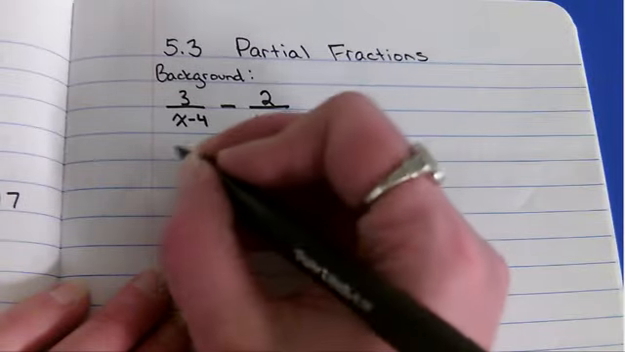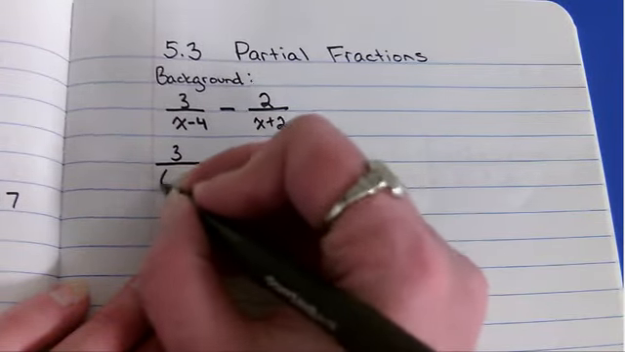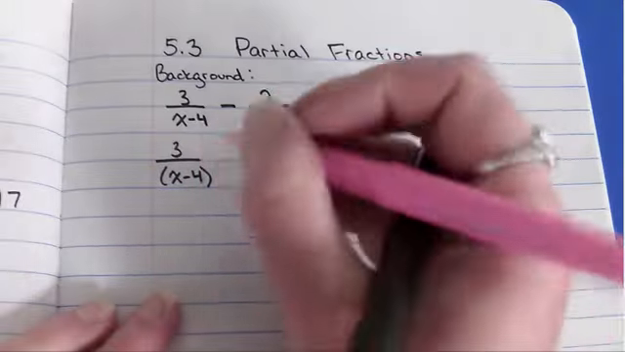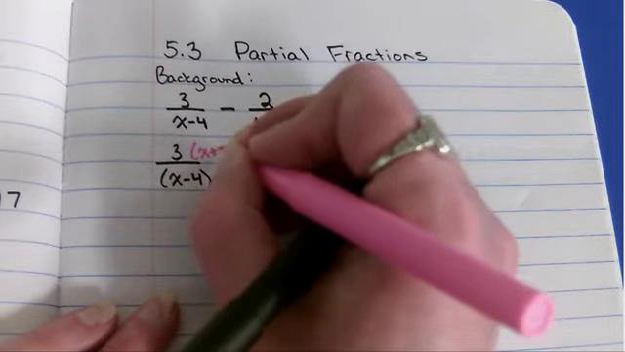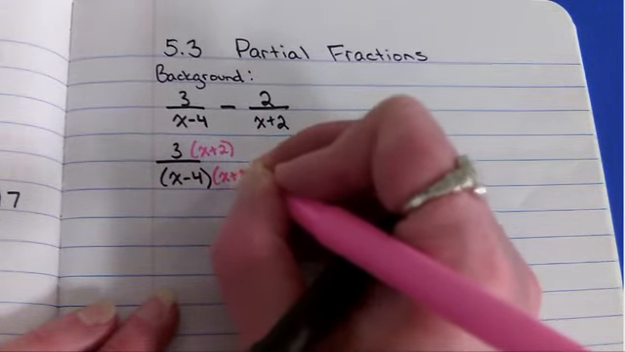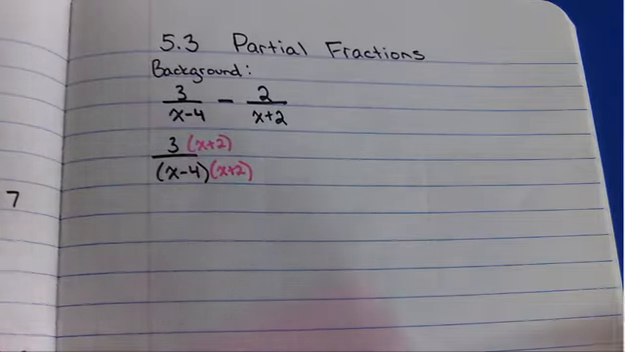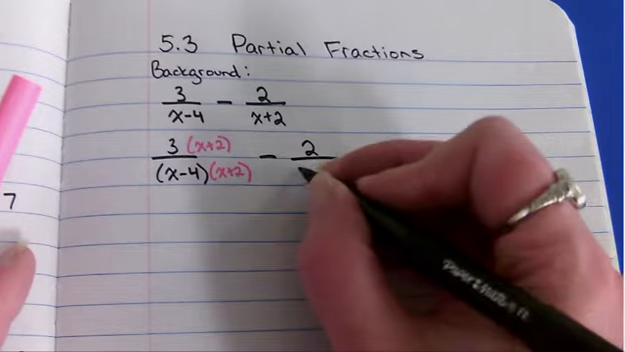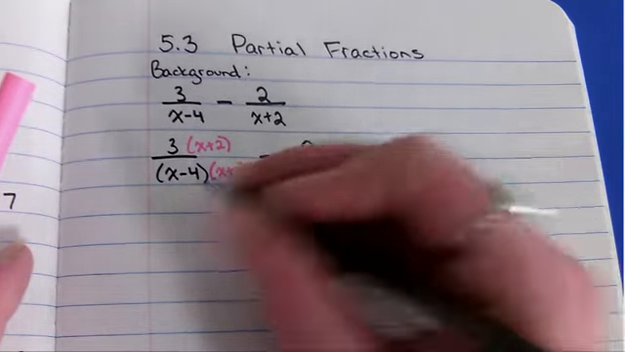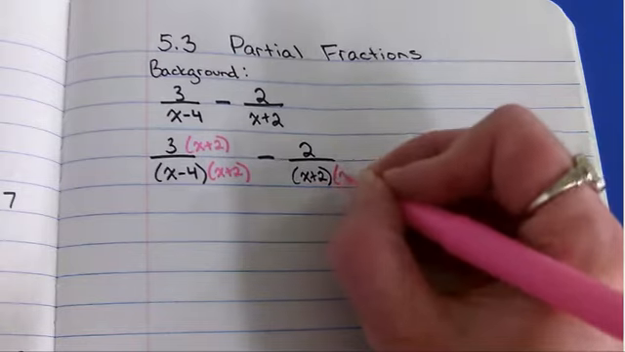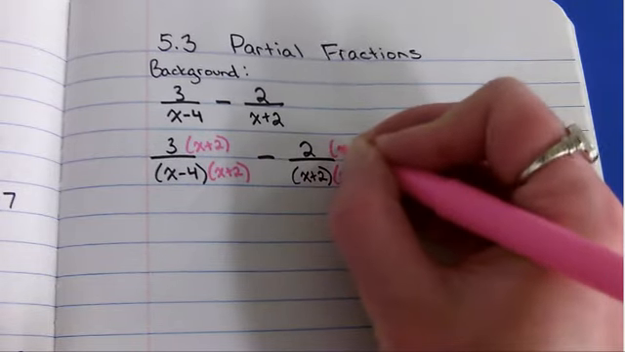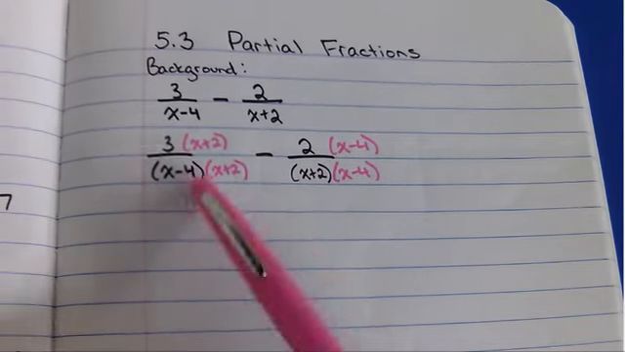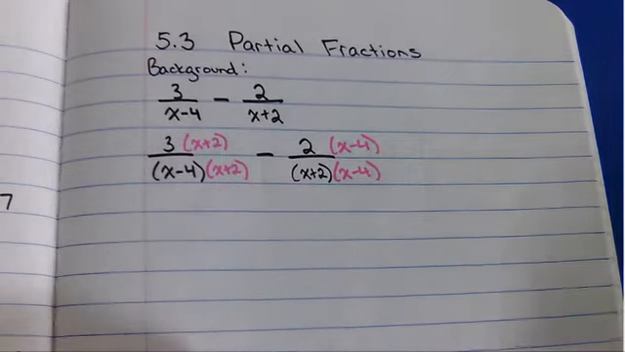So 3 over x minus 4. I'm going to multiply the numerator and denominator by x plus 2. On the other fraction, it has the x plus 2. It needs an x minus 4. So now they have basically the same denominator.